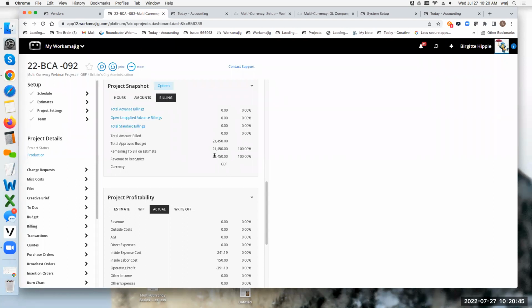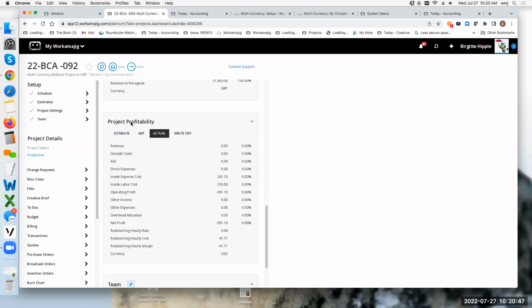The difference is going to be when I get to the project profitability. My home currency is USD. That's what I file my taxes in. USD, my corporate P&L, my balance sheet, and everything is run in USD. So when I'm looking at the P&L basically in the project, or even running the client P&L and the project P&L, I am actually looking at things now in USD.